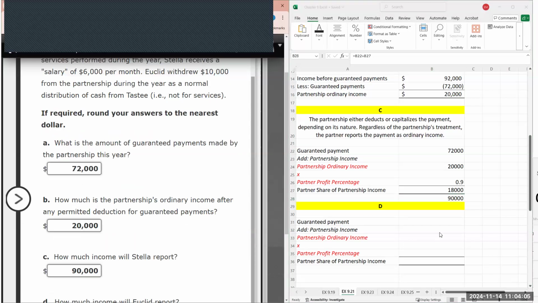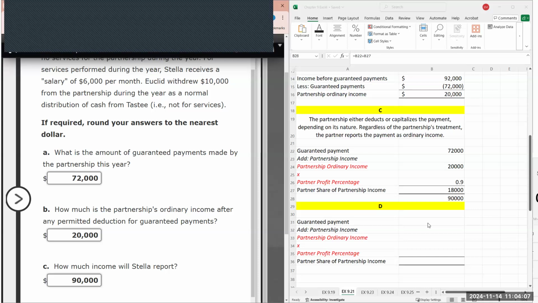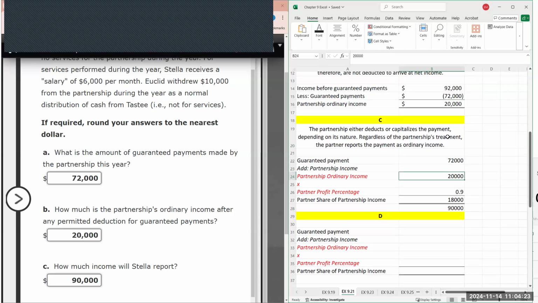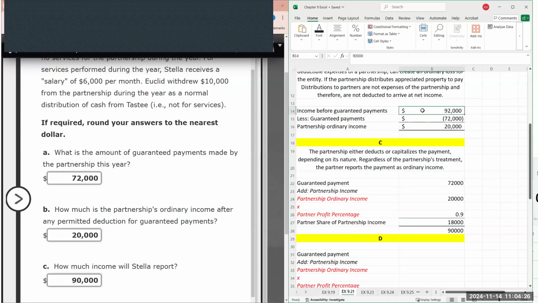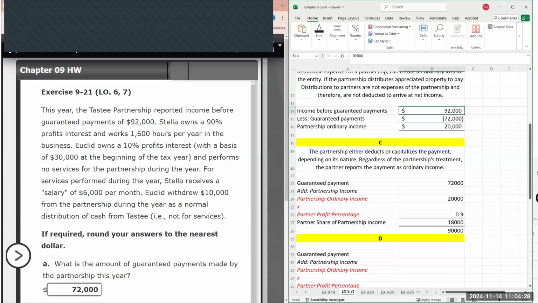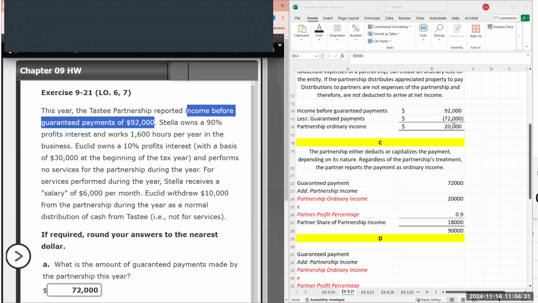All right. Again, I want to make sure you understand how we calculated the amount. The guaranteed payment is 72,000. And then from there, you have to add the allocation of the partnership income. The partnership ordinary income is 20,000 as we calculated above, which was the income before guaranteed payments, and then we subtract the guaranteed payments calculated in part A. So the partnership ordinary income that remains is $20,000.